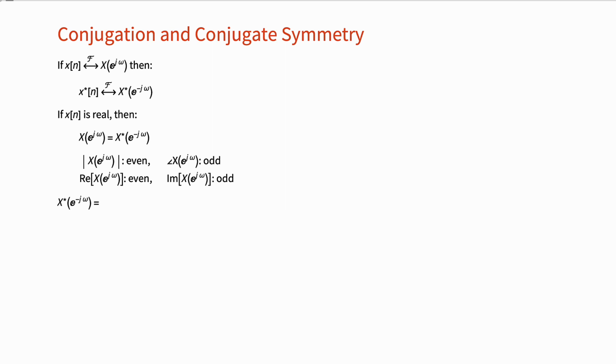To prove the conjugate symmetry using the time reversal property, following the definition of the discrete-time Fourier transform, we take the complex conjugate of the discrete-time Fourier transform, substituting m equal to minus n, and simplifying, we get the discrete-time Fourier transform of x of n.